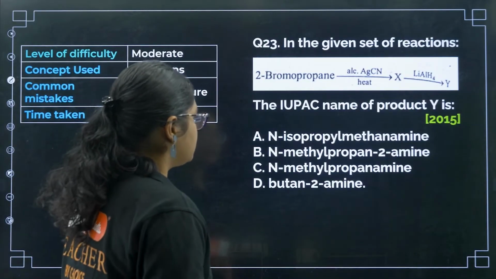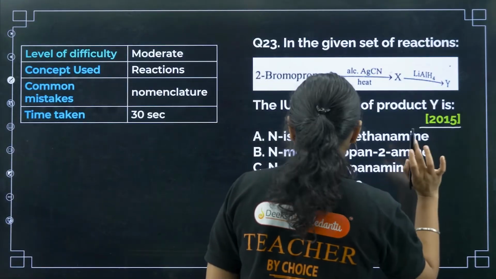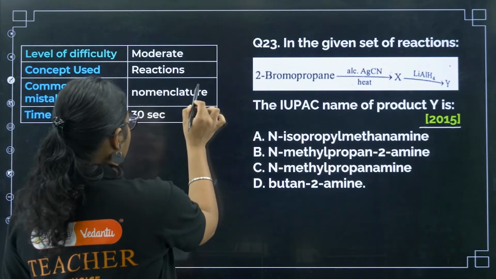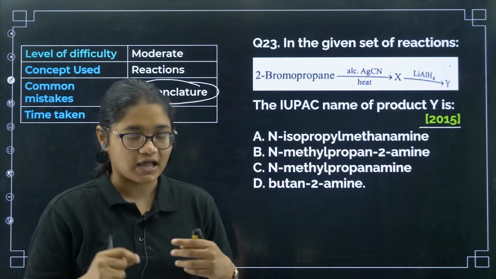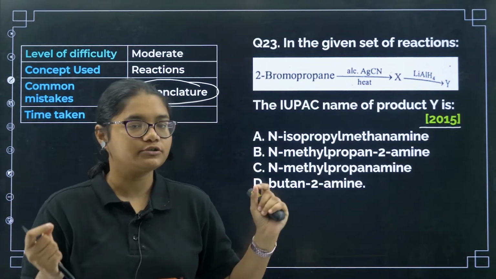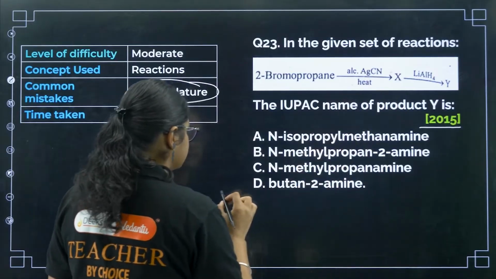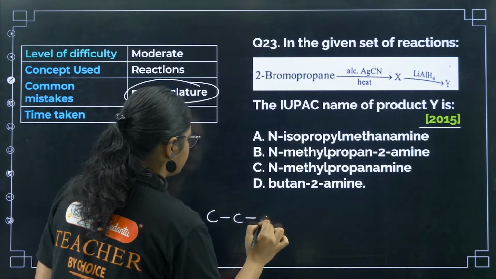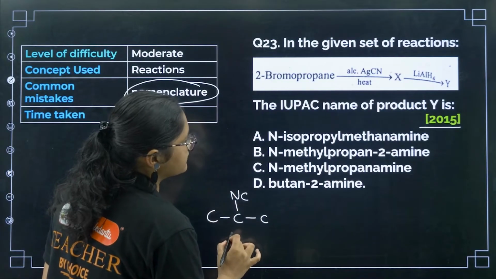Next, question number 23. Again a reaction based question, 2015 question. This is also a simple question, but you should be knowing the nomenclature, because nomenclature of amines is not direct, it is a little different, you need to put N and all. So all those rules should be known to you. Otherwise reaction wise it is very easy. So alcoholic AgCN, 2-bromopropane is there. AgCN will add NC, right? Isocyanide will form. So this is your X.